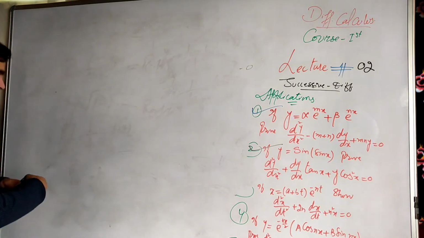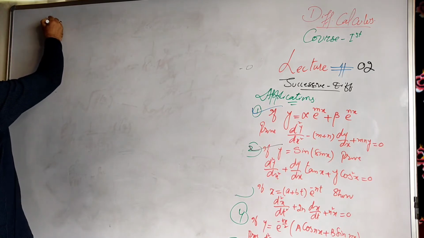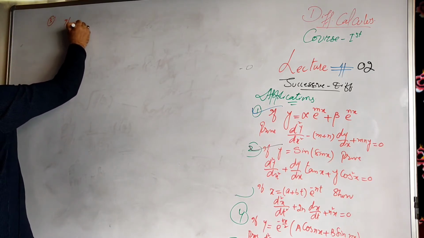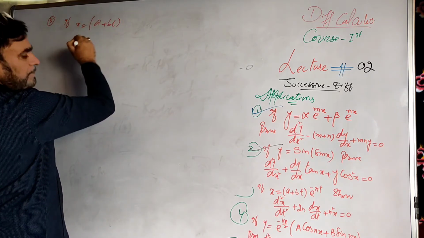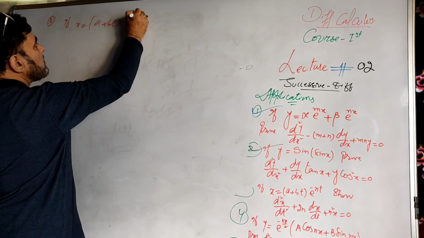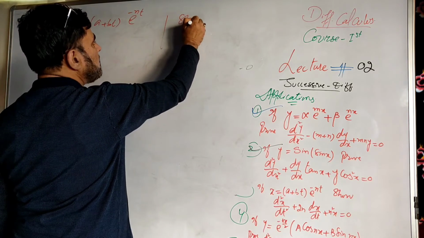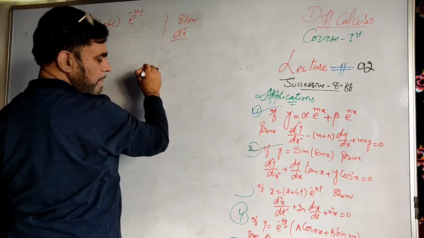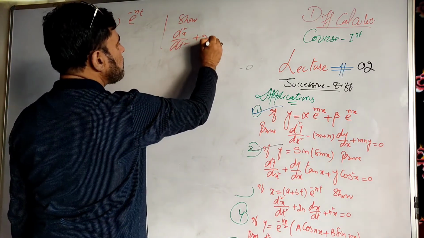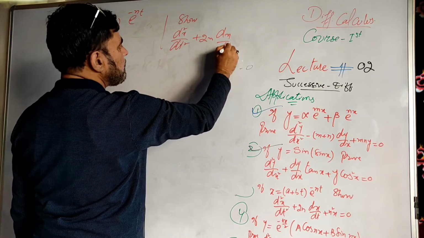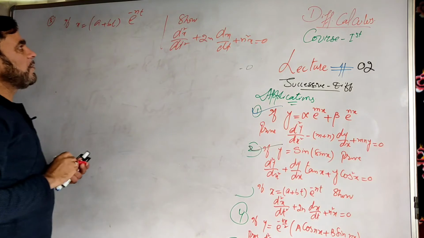Let me take one more problem. If x is given by a plus bt times e raised to power minus nt, you are asked to show that d2x by dt square plus 2n dx by dt plus n square x is 0. You are asked to go this way.